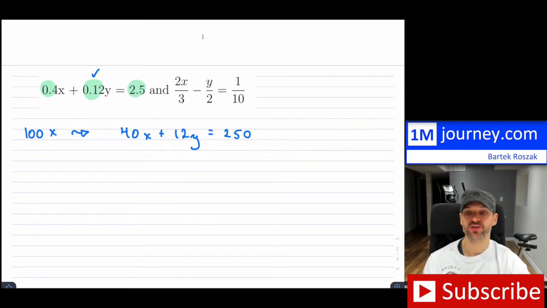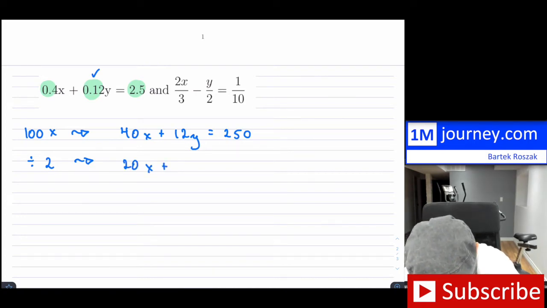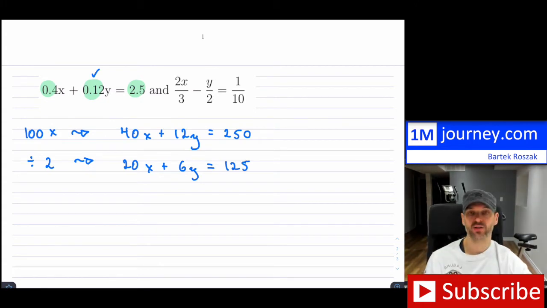Now I do notice, 40, 12, and 250, these coefficients can still be reduced in some way. I can divide by 2. I'm actually going to do that so that I don't deal with as big numbers. So 40 divided by 2 is 20x plus 6y is equal to 125. You just get smaller coefficients there instead of the bigger ones. You don't have to do that, but that's what I notice.